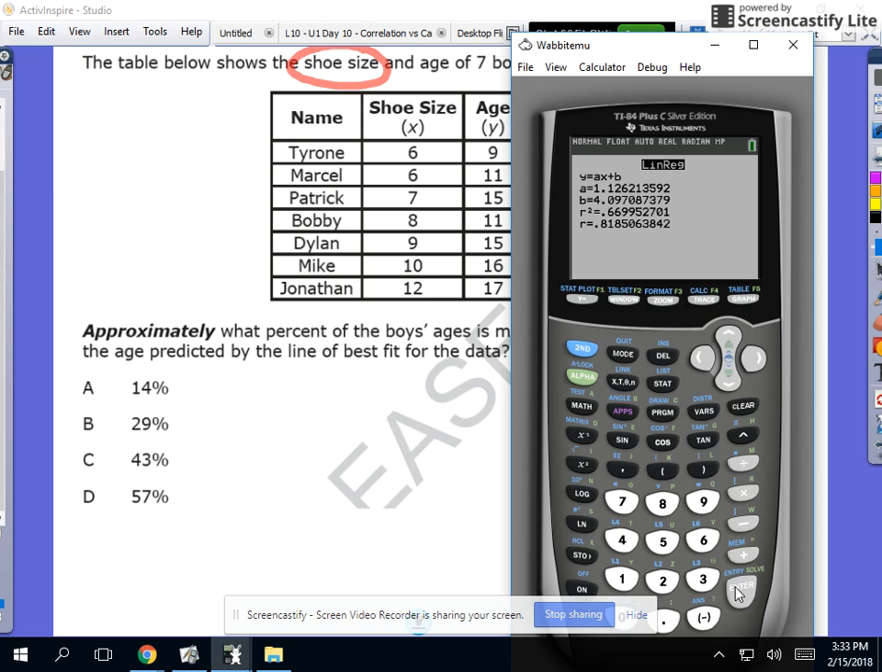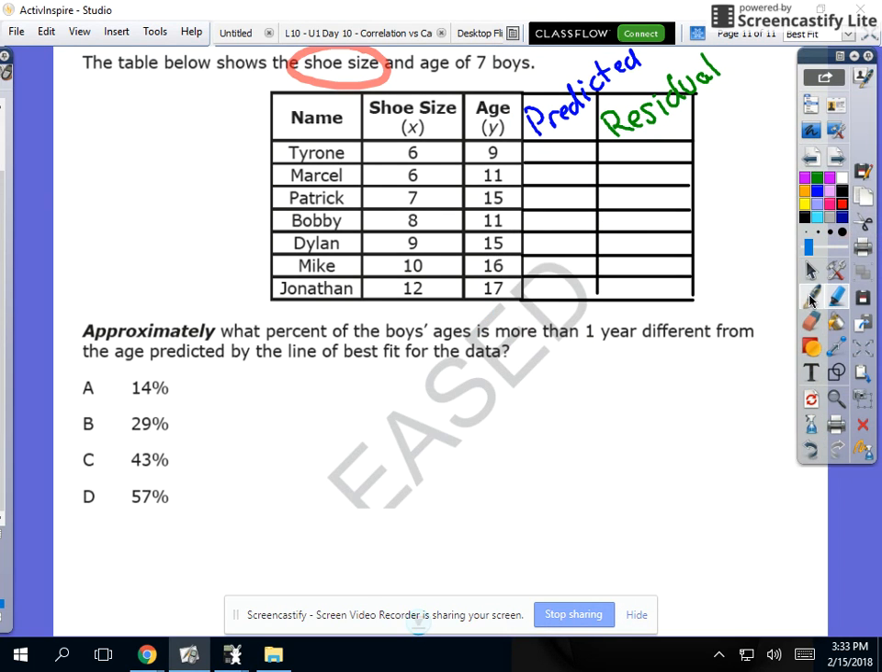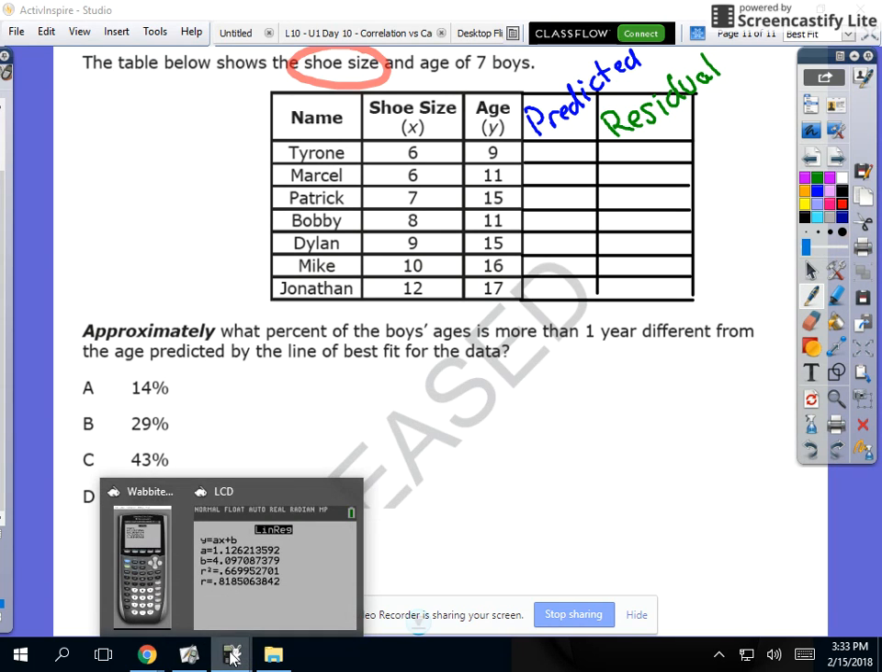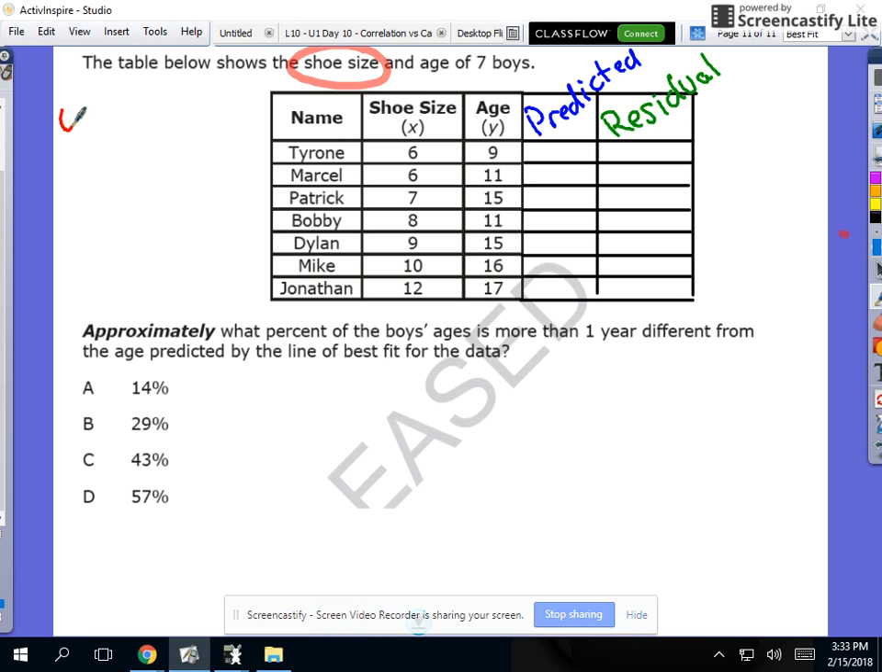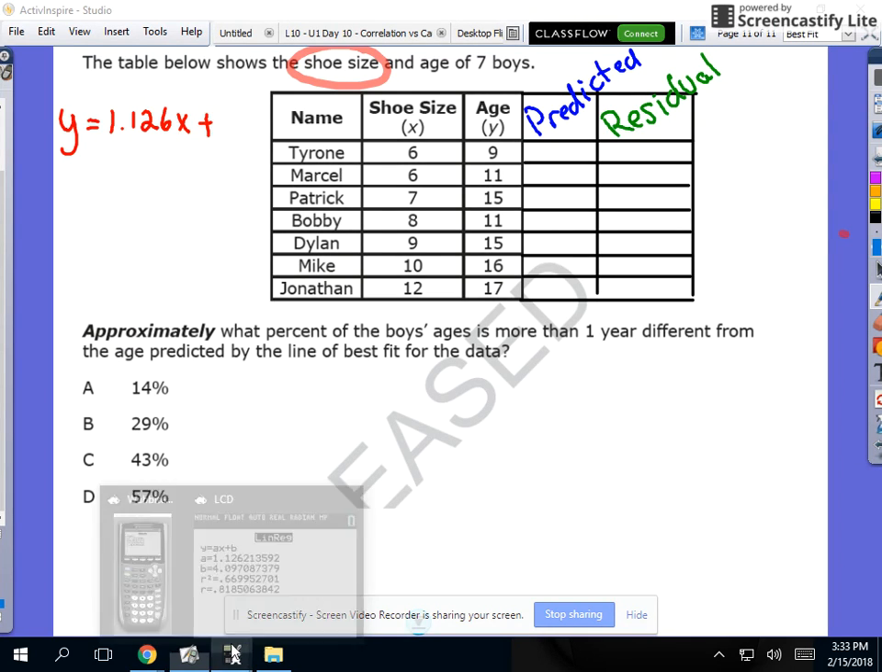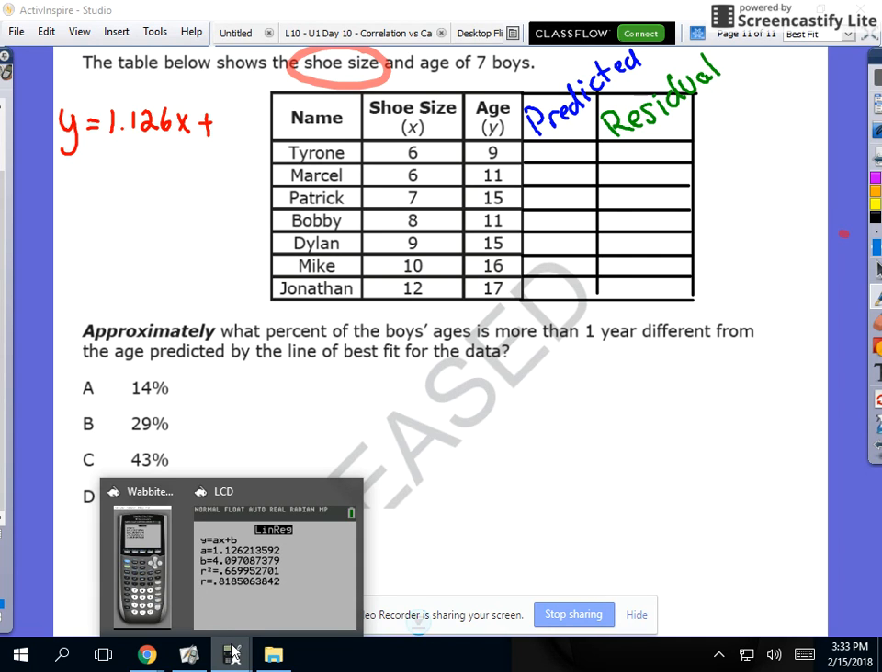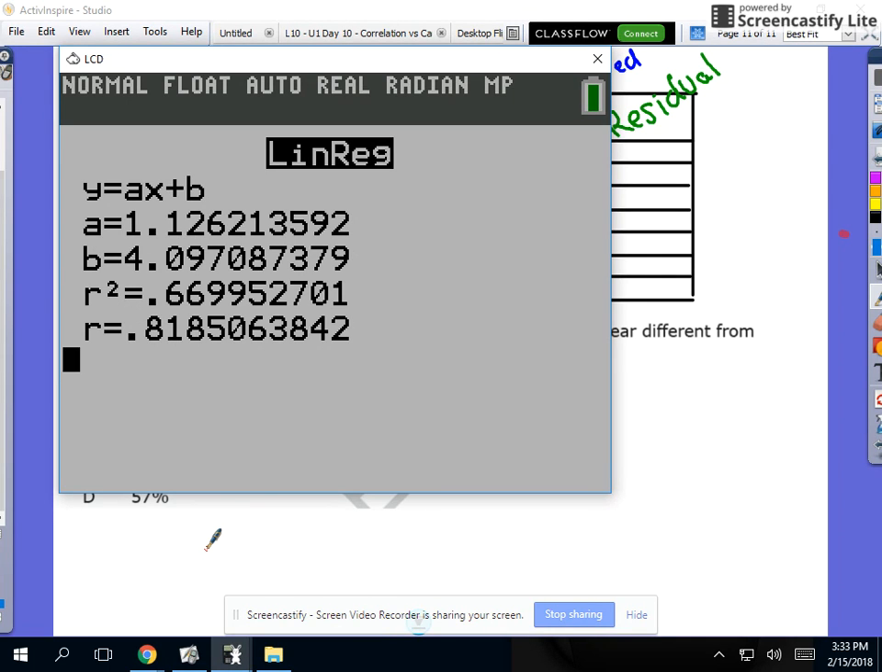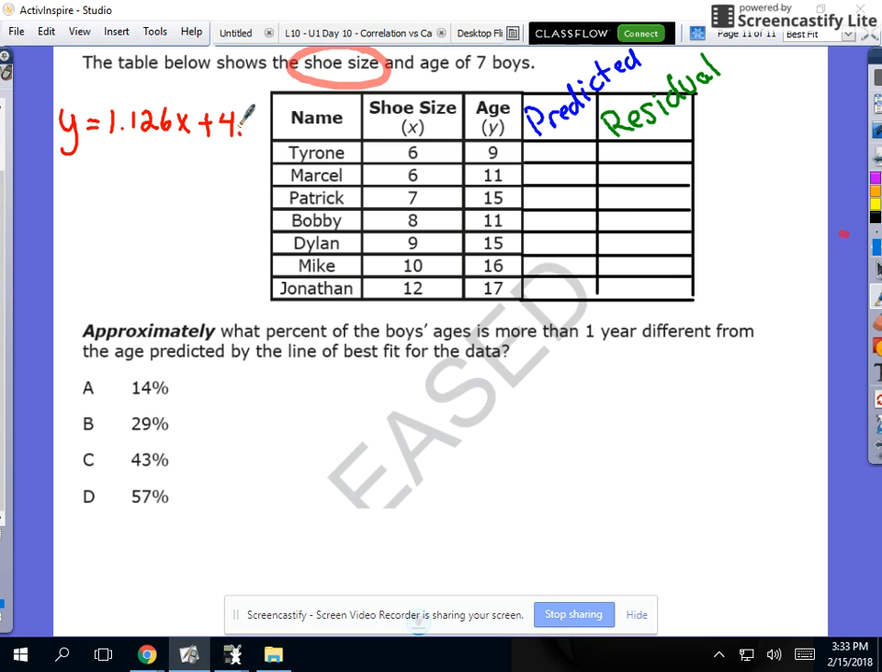So I'm going to write that off to the side here. I'm going to round to the nearest 10th or 100th. That would be 1.126. Let's make sure. Yes, 1.126. So y equals 1.126x plus, what was my b value? You can see it right there at the bottom of the screen. I'll pull that up, it was 4.097. So I'll go with that, plus 4.097.